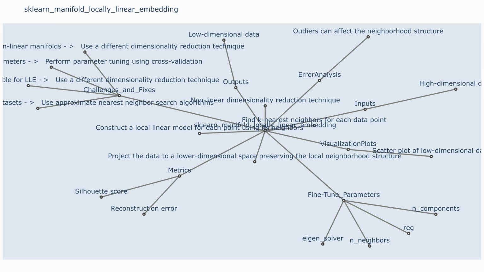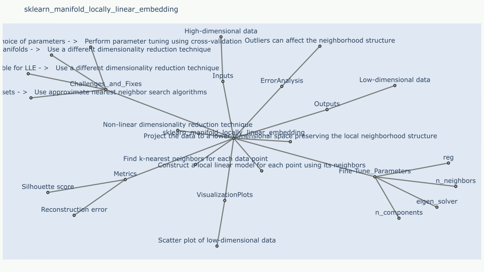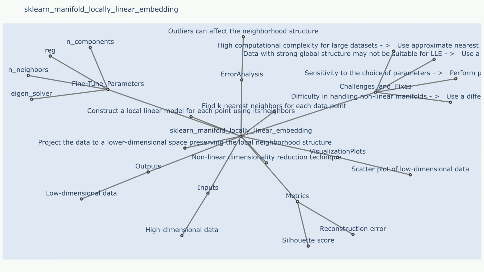sklearn, Manifold, locally linear embedding. Description: locally linear embedding (LLE) is a nonlinear dimensionality reduction technique that seeks to preserve local neighborhood relationships in the lower dimensional embedding. It assumes that each data point can be linearly reconstructed from its neighbors. LLE first finds the local neighborhood for each data point and then computes the weights that linearly reconstruct the point from its neighbors. Finally, it seeks a lower dimensional representation that preserves these local reconstructions as much as possible.